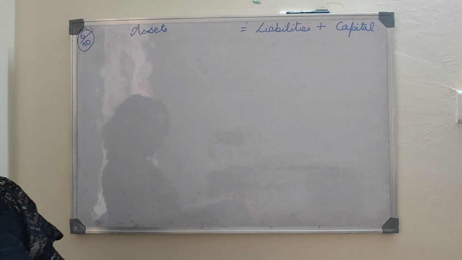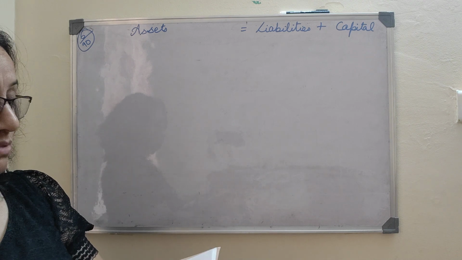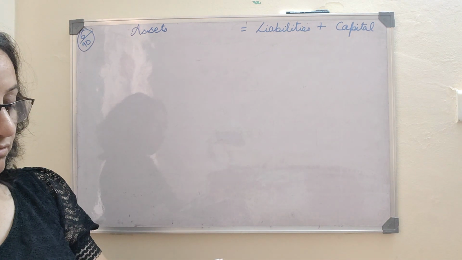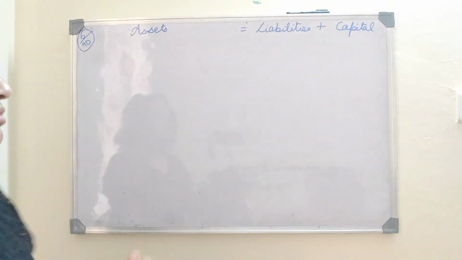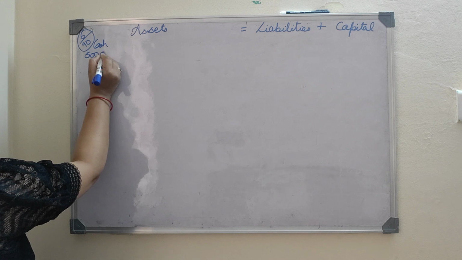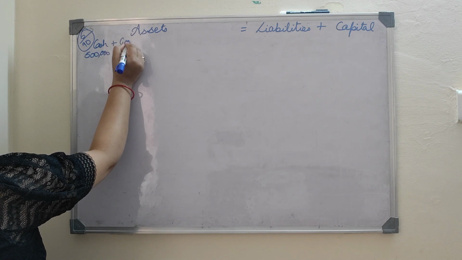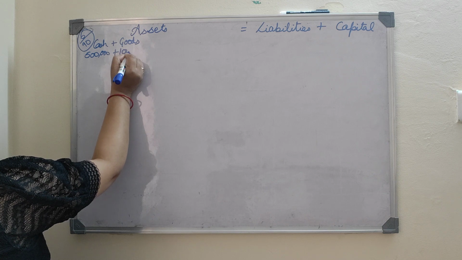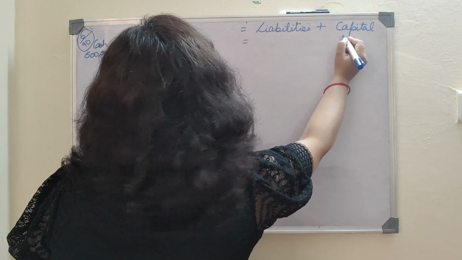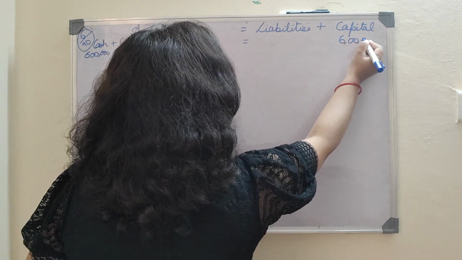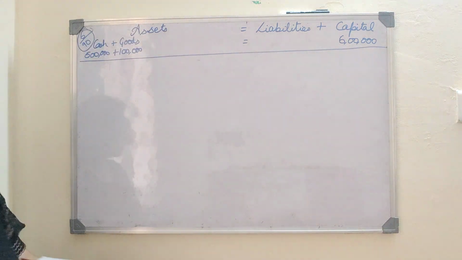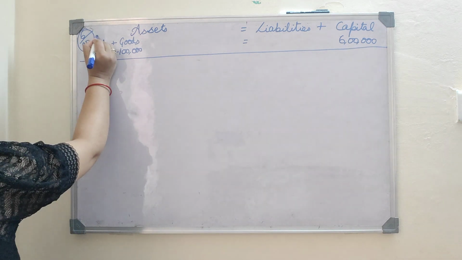So the first point given to you, it is question number 6 on page 90. Again I am repeating. Udit started business with cash 5 lakh and goods 1 lakh. So we keep a different head for both of them. Cash is 5 lakh and goods is 1 lakh. So this is the total capital brought by Udit. It is 6 lakh. I am not writing the total for the first one. It is 6 lakh for both of the sides. We know it. This is our A part.